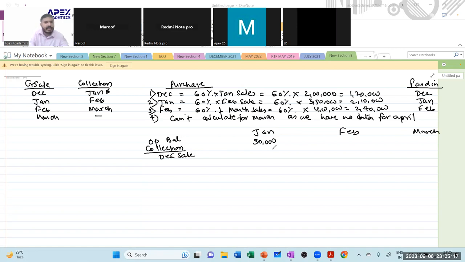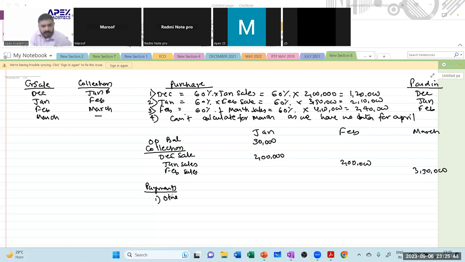December sales. When will you collect? You will collect it in January. December sales are 2 lakhs. Jan sales. When will you collect? You will collect it in February. Jan sales are also 2 lakhs. February sales. You will collect when? You will collect it in March. They are 350,000. Right? This is the opening balance. This is the collection. Now, let's come to payments.